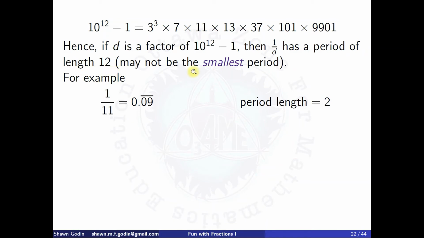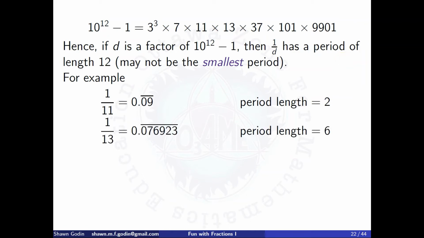And when I said a period of length 12, that doesn't necessarily mean it's going to be the smallest period. If we have something of length 2, it repeats every 2, which means if I look at 6 blocks of this, 09, 09, 09, 09, 09, 09, that's of length 12. And if we look at blocks of 12, that's going to repeat. We have to be careful when we're talking about period, whether we mean any period, or whether we're talking about the smallest period.